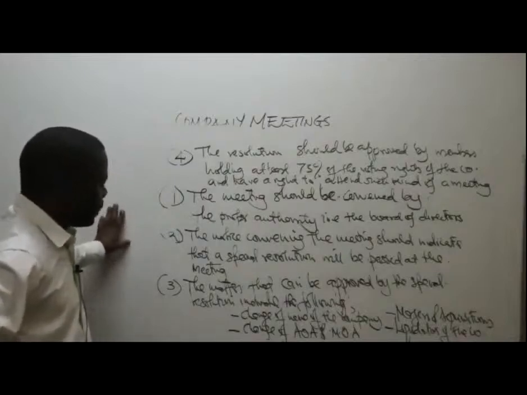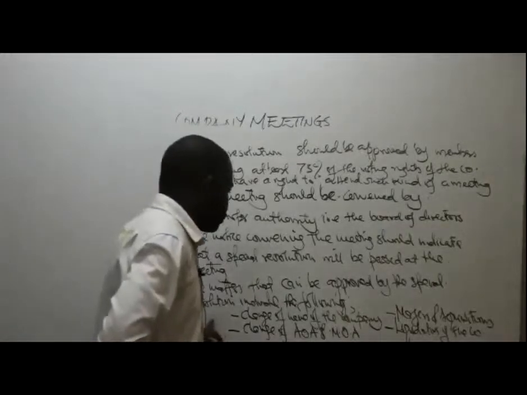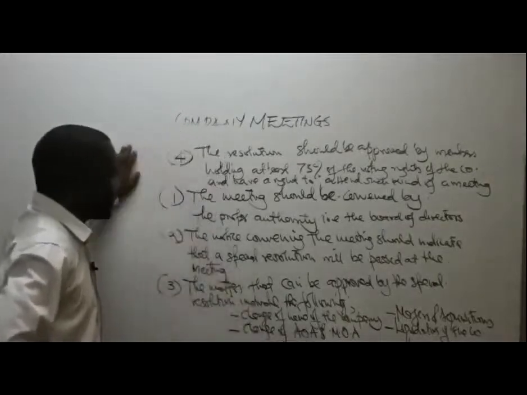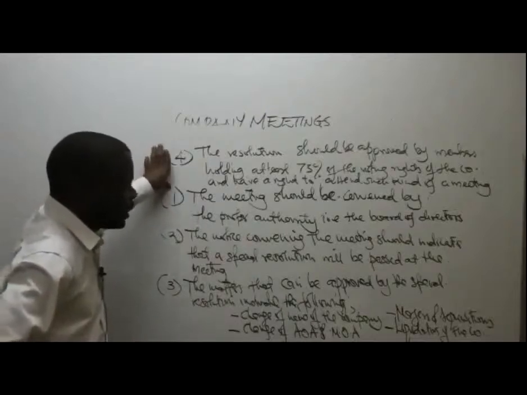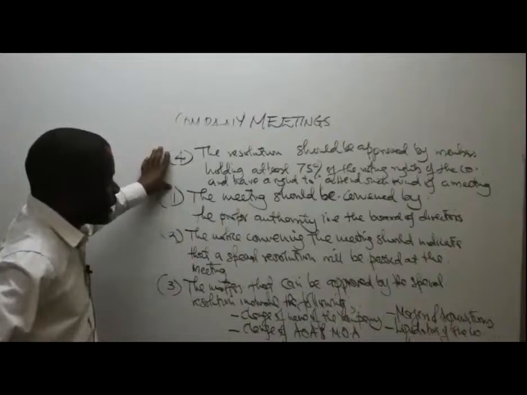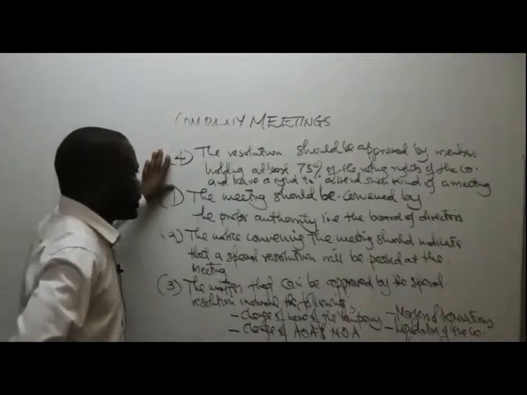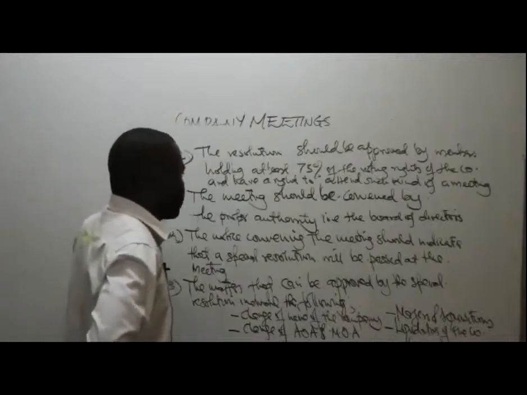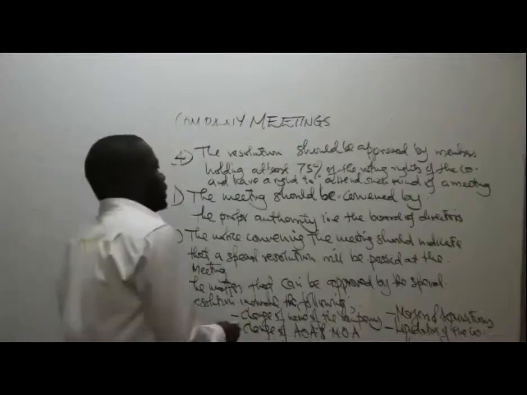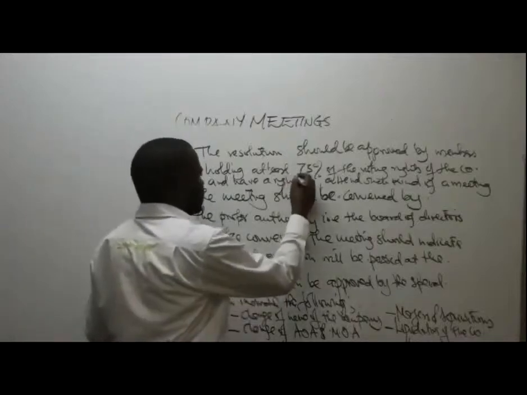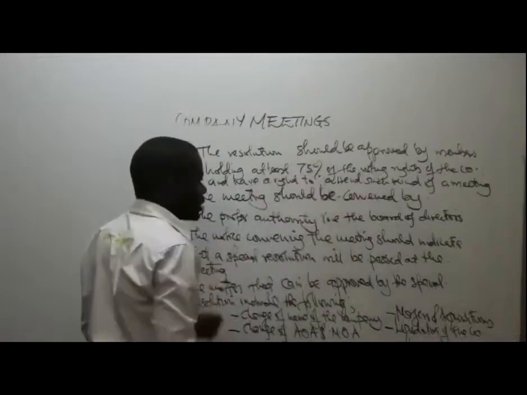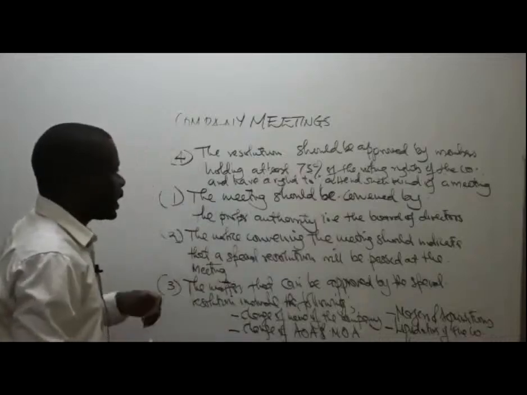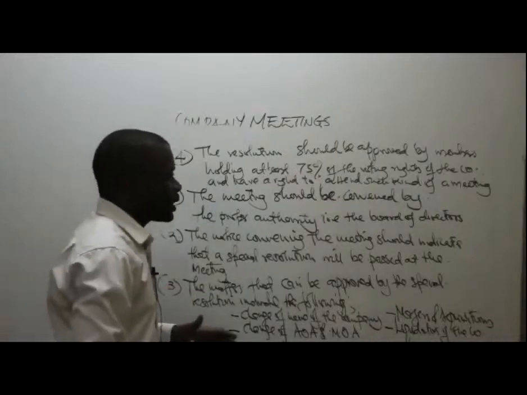Then number 3, the matters that can be approved by the special resolution include, for example, the following. So we've indicated. Then we are saying that particular resolution should be approved by at least 75% of the voting rights, members holding at least 75% of the voting rights of the company and have a right to attend such kind of a meeting.